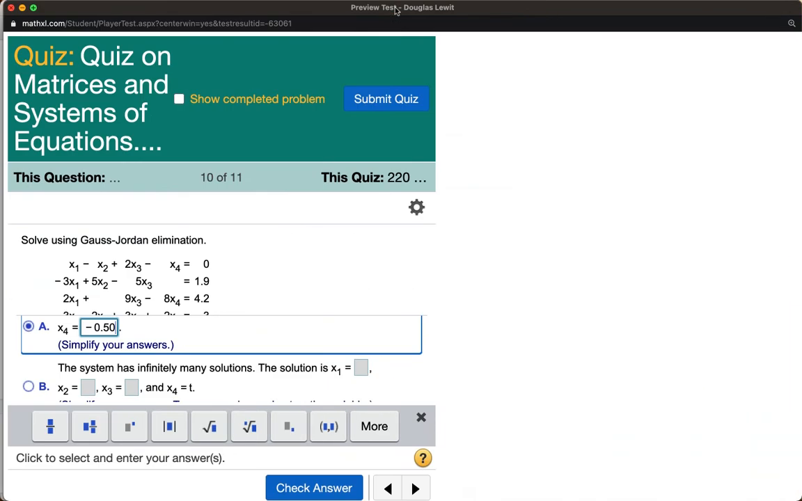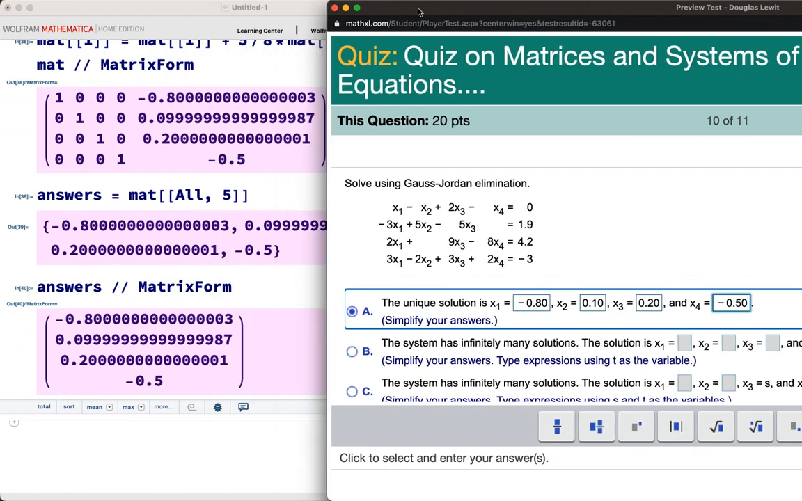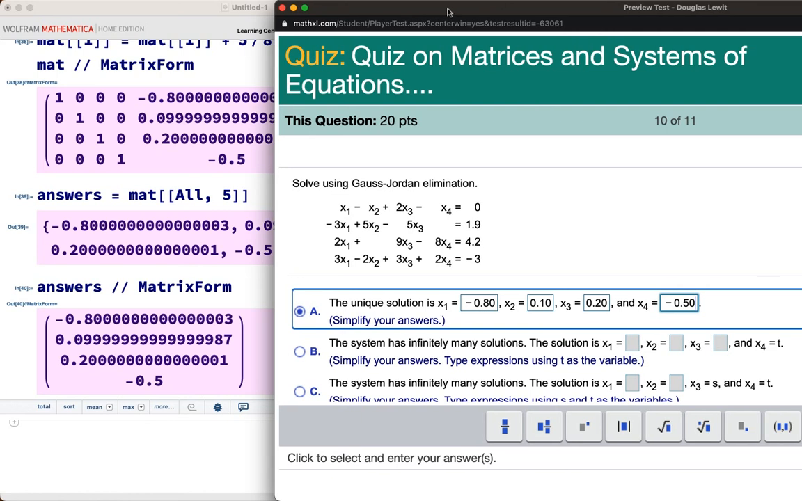Yeah, that should be perfectly fine. So x1 should be equal to negative 0.80, and x2 should be equal to 0.10, and x3 should be equal to 0.20, and x4 should be equal to negative 0.50. Now remember, I'm rounding these values out.